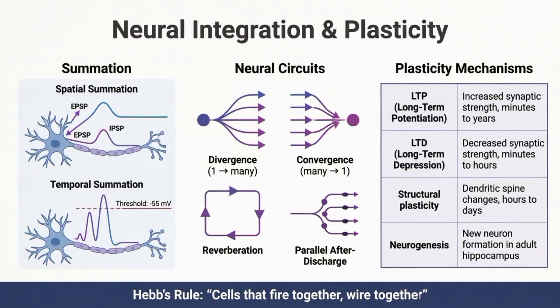Section 3, plasticity mechanisms. Finally, let us examine plasticity mechanisms. Long-term potentiation, or LTP, is when the connection between two neurons strengthens. Long-term depression, or LTD, is when the connection weakens. Structural plasticity is when neurons physically change their structure, like growing new dendritic spines. Neurogenesis is the formation of new neurons in the adult brain.